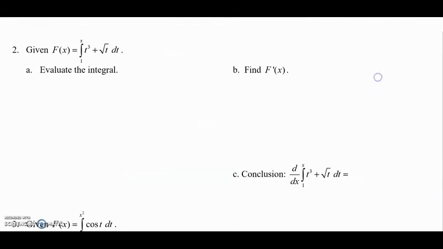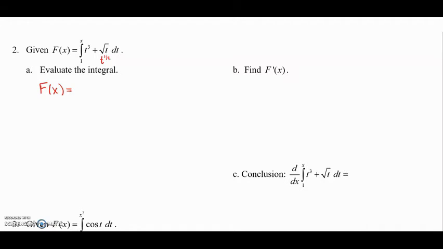Example number 2. New function here, F of x is the integral from 1 to x. So that's a difference. The previous one was from 0 to x. Let's see what this is from 1 to x of a new function, t cubed plus the square root of t, which is t to the 1/2 there. So let's evaluate big F of x.